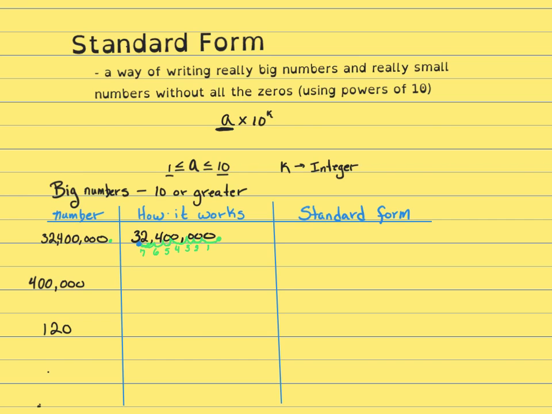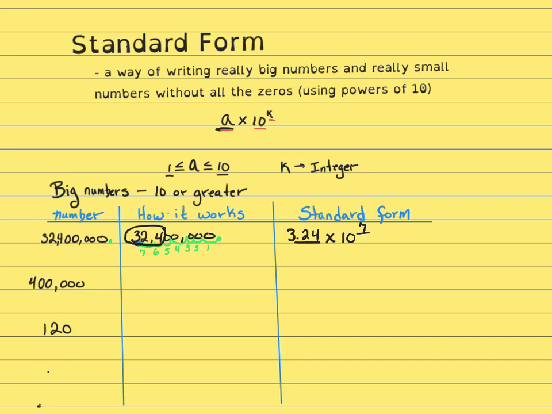And so writing this in the form of a times 10 to the k, I'm just going to leave spaces here. So a, we're going to leave a space for, times 10 to some power. So the number that I'm left with without the zeros is always going to be my a, so 3.24, and then the number of movements is going to be my k, so 7. So now that number is in standard form.